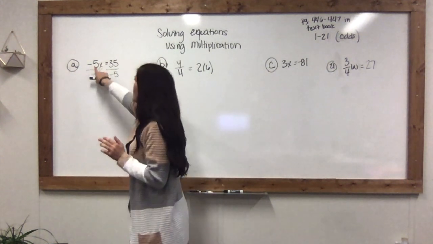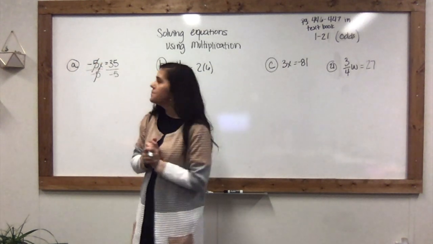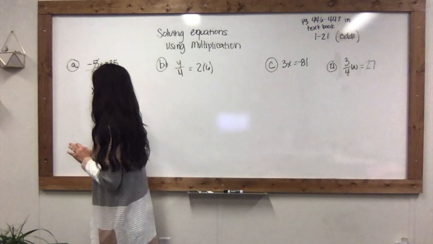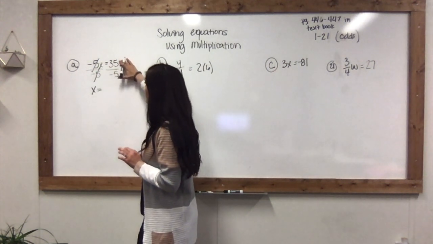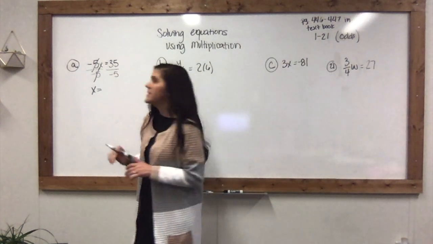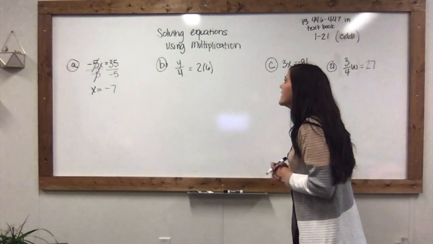Okay, so when we divide negative 5 by negative 5, these two are going to cancel out. We are left with just that x on this side of the equation. On this side we've got 35 divided by negative 5, that's going to give us a negative 7. Okay? All right, let's look at the next one.